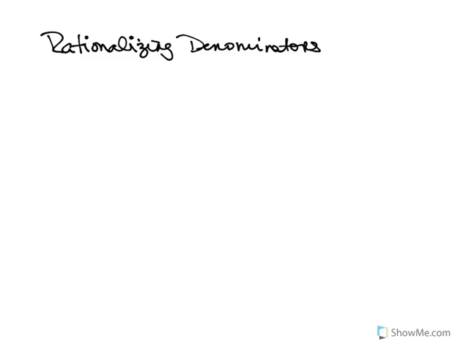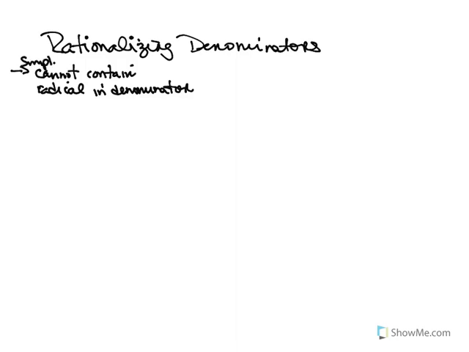Okay, so rationalizing the denominator. Essentially, a simplified answer cannot contain a radical in a denominator. So remember that all answers are supposed to be in simplified form. So a simplified answer cannot contain a radical in its denominator. And so in order for us to get rid of the radical in the denominator, we have to rationalize.